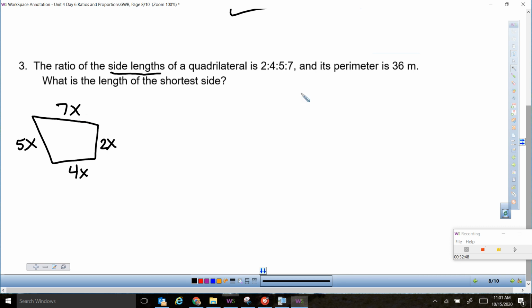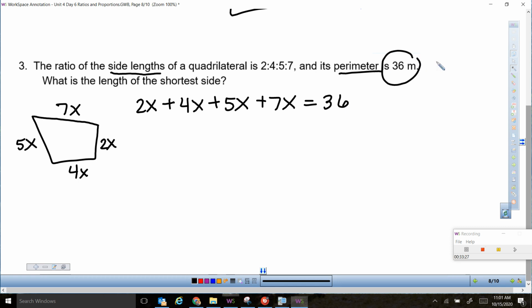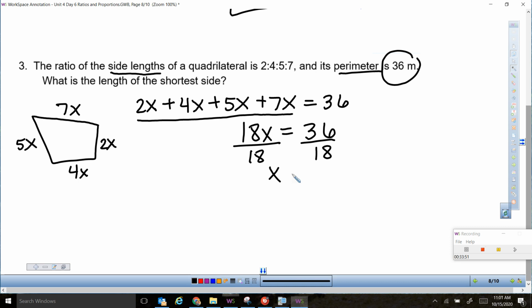This time, they're talking about perimeter. What does perimeter mean? Yeah, the distance around the figure. So we need to add all 4 sides together. So let me start with the smaller one. This would be 2x plus 4x plus 5x plus 7x. And when you add all 4 of those together, they said the perimeter was what? 36. The perimeter is 36. Combine your like terms, so 2x plus 4x is 6x, 6x plus 5x is 11x, and 11x plus 7x is 18x equals 36. How do I get rid of the 18? Divide both sides by 18. 36 divided by 18 is 2.